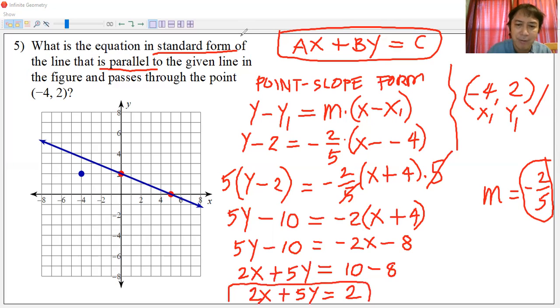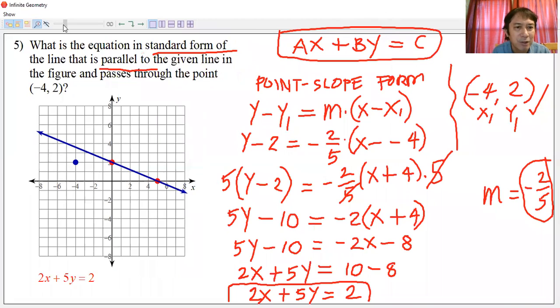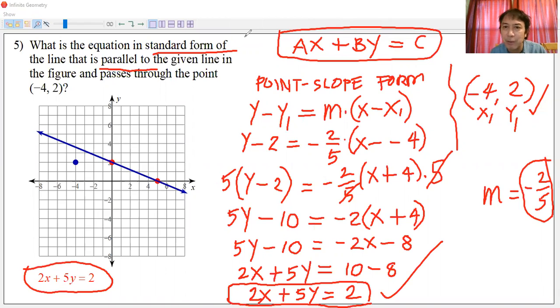That's the required answer. All right, so let us see the answer. It's down here. Okay, let me just shrink it a little bit. Okay, it's over here. There. 2x plus 5y equals 2. Exactly what we have over here. Okay, there. 2x plus 5y equals 2. That's the standard form parallel line.